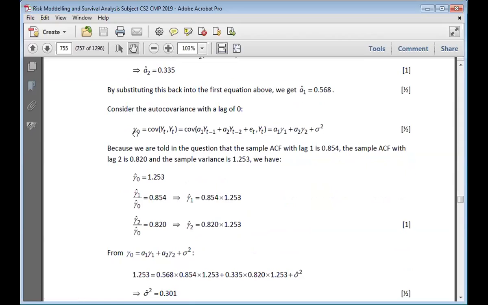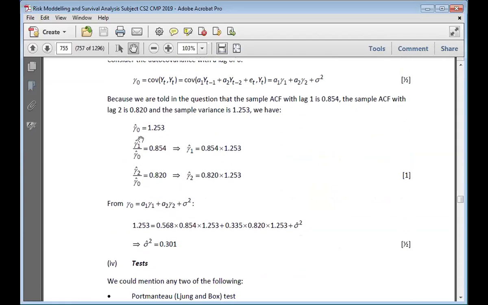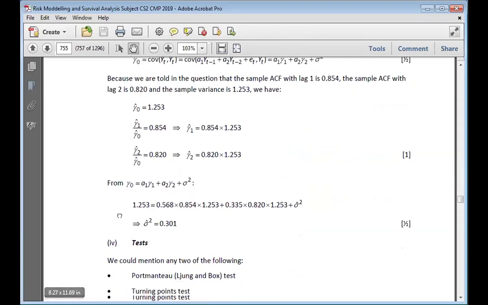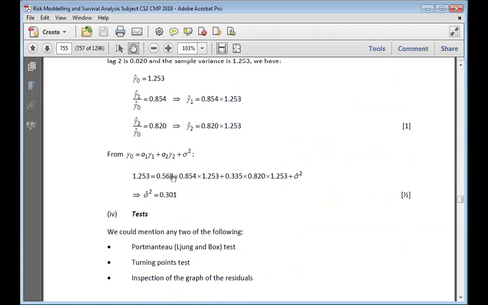So you can take the covariance of yt comma yt, which is gamma 0, to derive this expression, and you know the values for gamma 1, gamma 2, and gamma 0, which can be derived easily because you are given the value of gamma 0, and you know the values of rho 1 and rho 2 as well. So you get the values for gamma 1 hat and gamma 2 hat. And you can rearrange the expression while substituting the values of A1 and A2, which you just derived earlier, to figure out the value for sigma square.